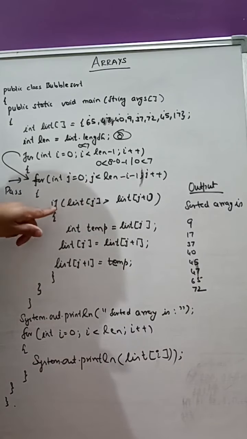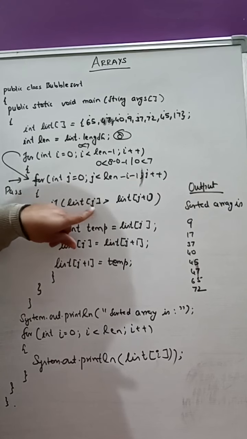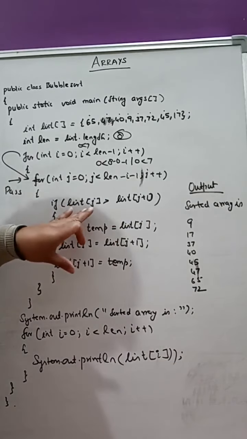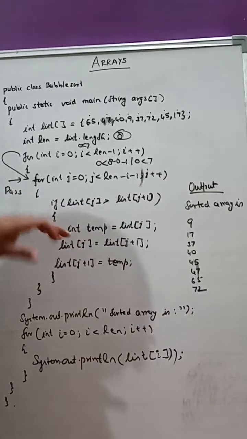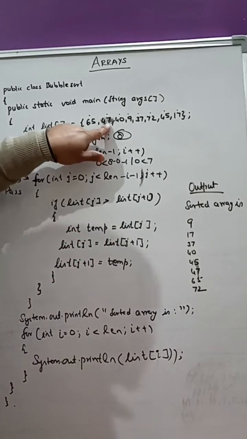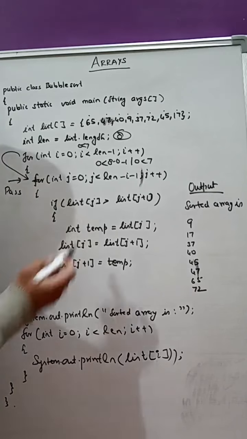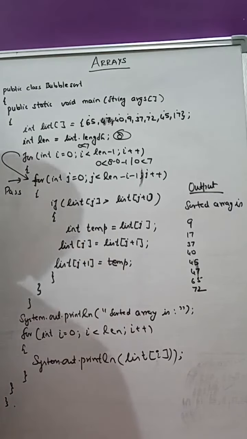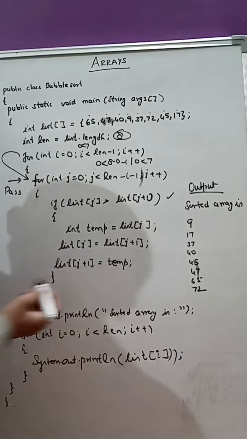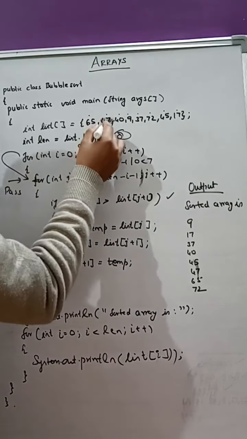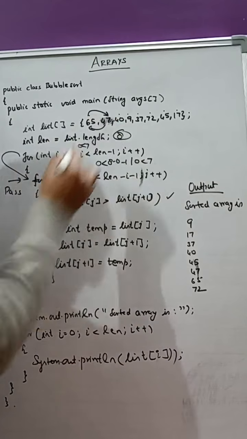Now we compare the values in the if: list of 0 is greater than list of 0 plus 1, that is 1. So we are comparing the element at the 0th index with the element at the first index. The 0th index element is 65, the other element on the first index is 47. When you compare, yes, 65 is greater than 47. So this condition will be true and the numbers will be swapped. When swapped, 47 will be on this side and 65 will be on this side.